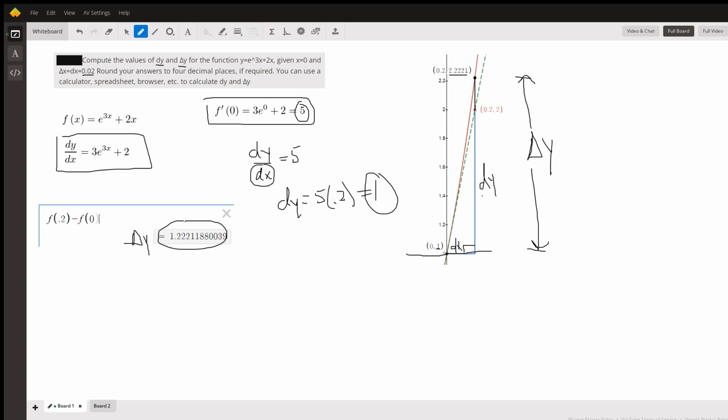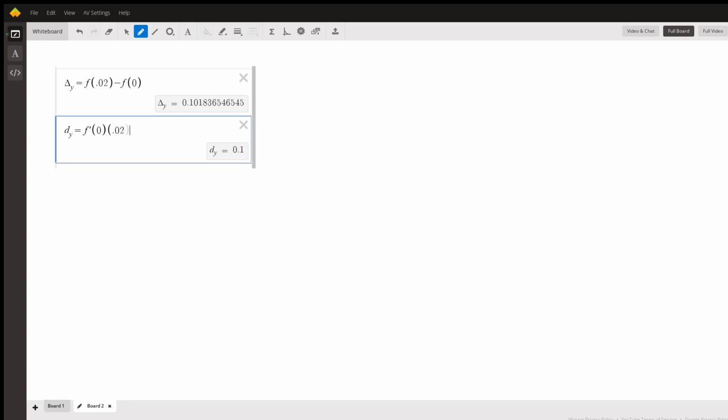Now, if we replace delta x with 0.02, the approximation is much closer. 0.10183 for the change in y, and dy is a close approximation for delta y. The smaller delta x is, or the smaller dx is, the closer this approximation will be.